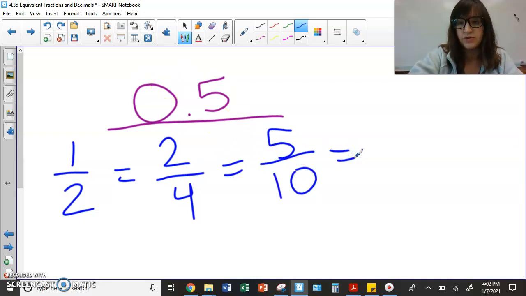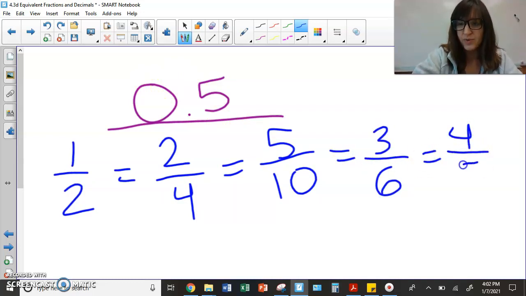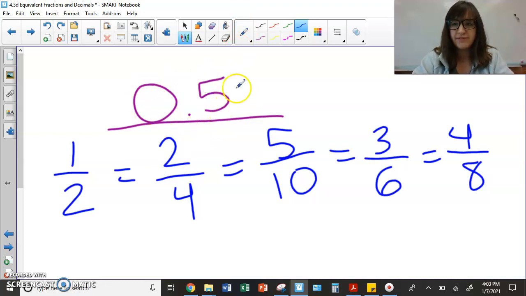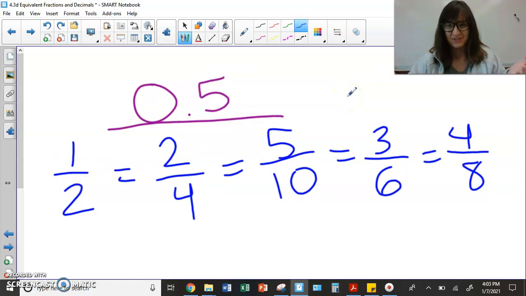It's also equal to 3/6. It's equal to 4/8. So anything where the numerator is exactly half of the denominator is equal to 1/2, and 1/2 is equal to 5/10, because 5 is half of the tenths place. So this 0.5, this 5/10 decimal, represents several different fractions. So a decimal can represent fractions that are equivalent to one another.